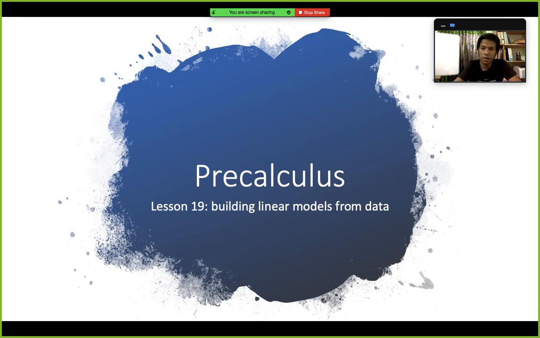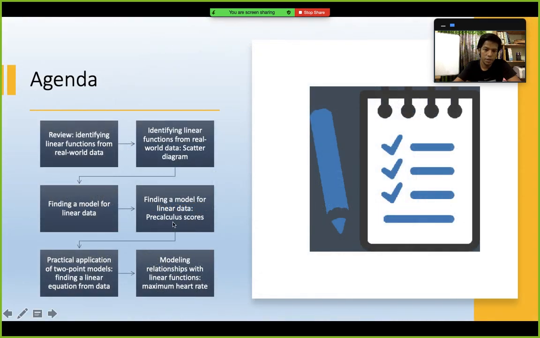So this is our target for today's class, and this is our agenda. First, we will review how to find out if some data is linear or non-linear. Then this is a scatter diagram. From a scatter diagram, we will try to understand if it is linear or non-linear. And then other topics are related to how to find that model from the given data.